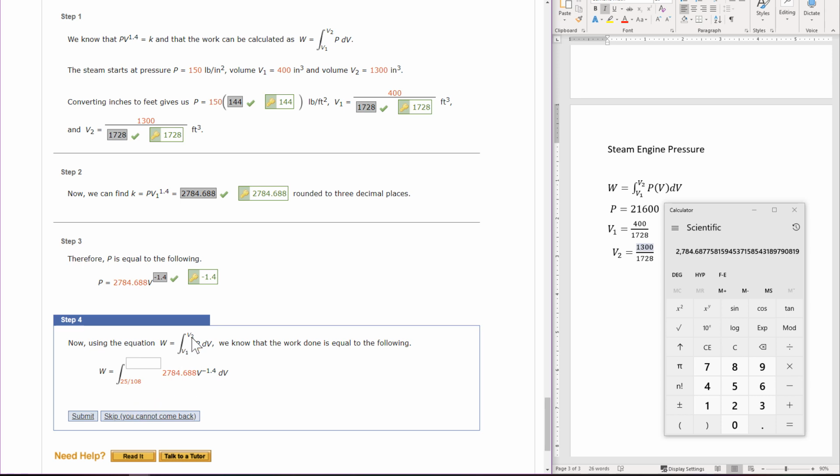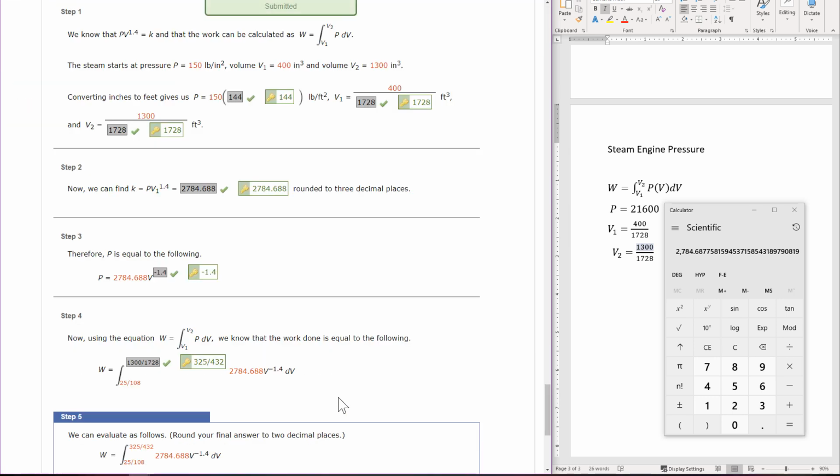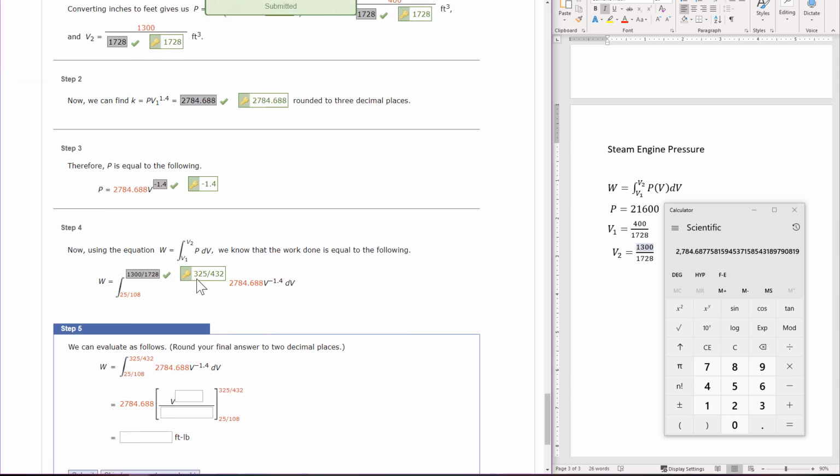And so now we just need our integral. So we have V1, this is V1, 25 divided by 108. We need V2, which is 1300 divided by 1728. We could probably reduce that. We talked about reducing, but we didn't. Let's see if this will take the answer with an unreduced fraction. So it looks like it took the answer. The reduced fraction, if we're interested, is 325 divided by 432.